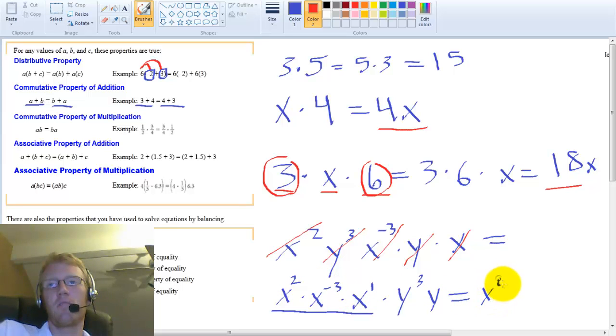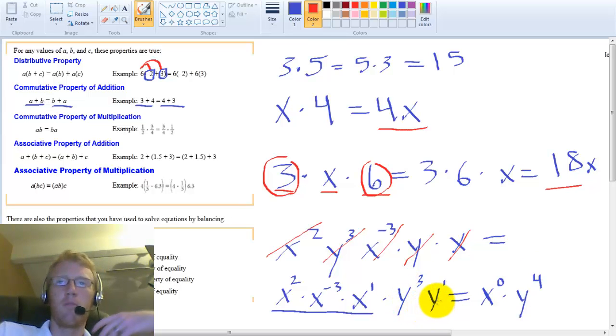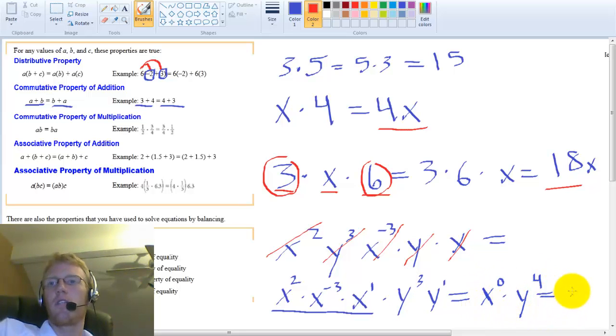I'll write that in just to be showing my work: x to the 0, times y cubed times y is y to the fourth. Remember, the exponent just tells you how many times you're multiplying something. So if you already have y cubed and you multiply one more time, the number in the exponent has to go up by 1. X to the 0 is just 1, because anything to the 0 is 1, so your final answer would be y to the fourth.